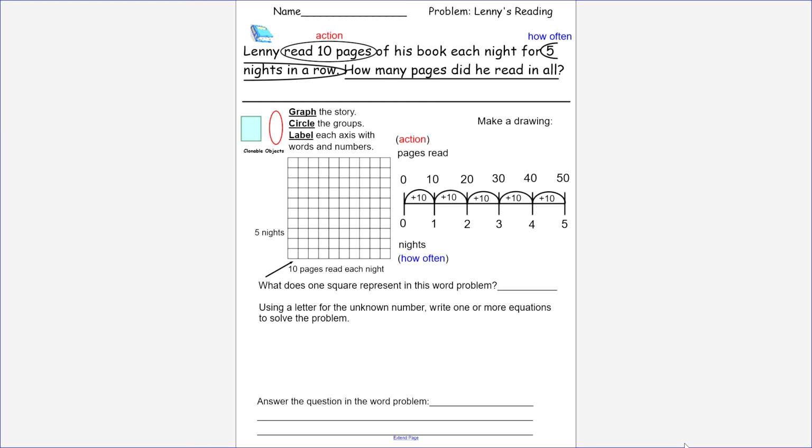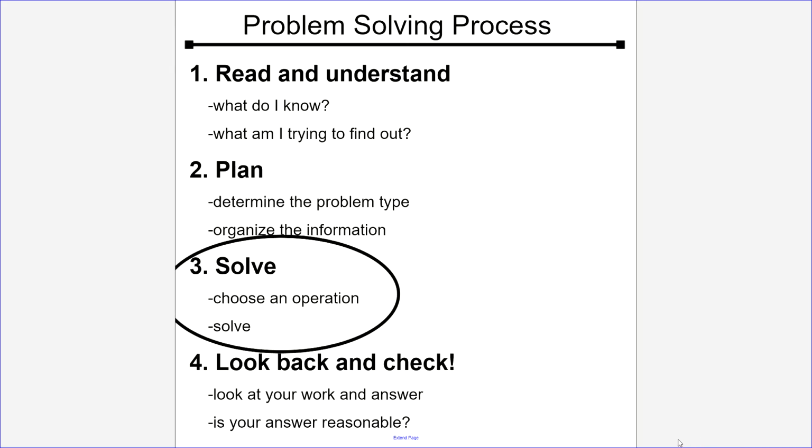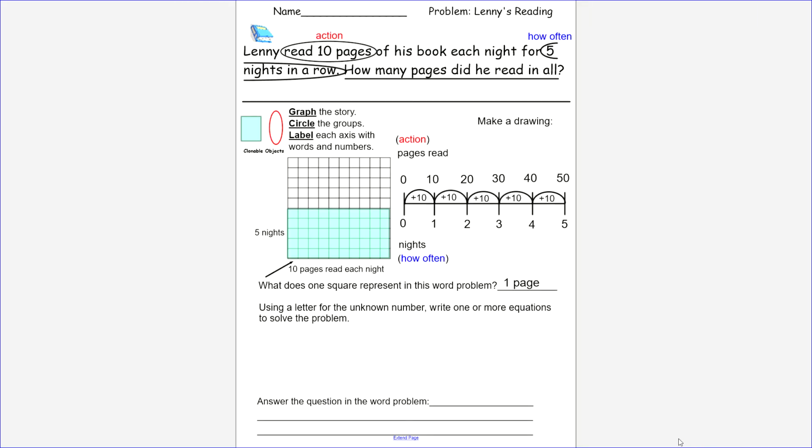I'll go ahead and make my 10 by 5 rectangle. And here we can see an area model representation of this repeated addition problem. We know that if we counted every single square, it would tell us the total number of pages he read in all. Of course, we won't do that because we're third graders and we know how to multiply. I want you to ask yourself, if all of the squares are all of the pages Lenny read, what does just one square represent in this word problem? You're right. One square would represent one page.